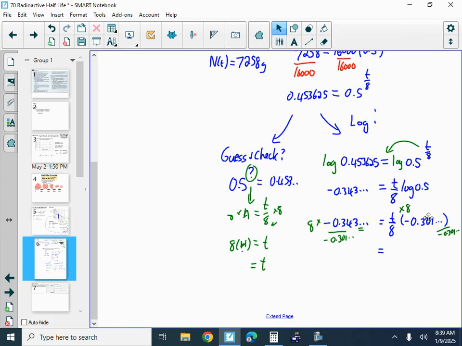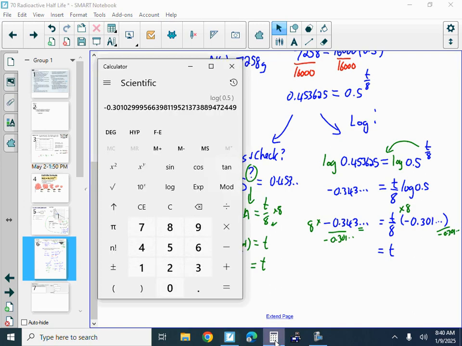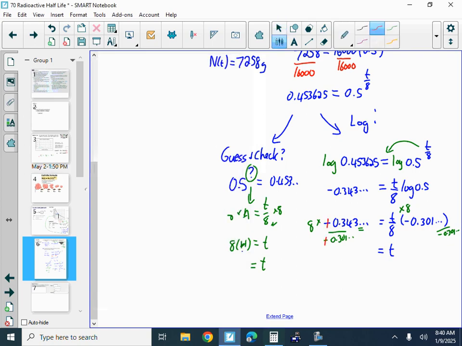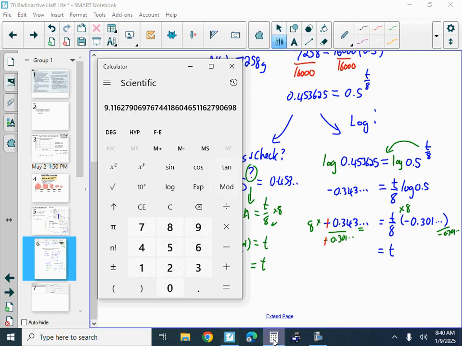In the end, the calculation I need to do is 8 times the 0.343 number. Again, hopefully there was decent rounding for the final 3 there, but we're good to the second decimal place at least. Times 8, and then divide by the 0.301. I just ignored the negatives because they're going to cancel out, right? Two negatives make a positive. In the end here, we end up with 9.116.